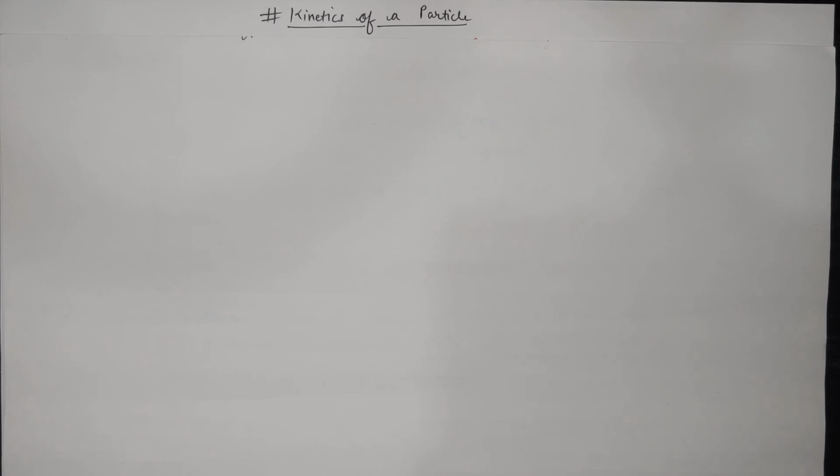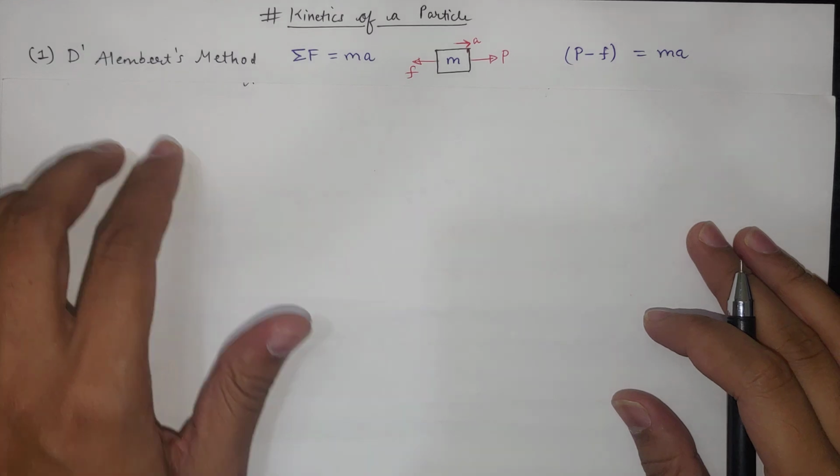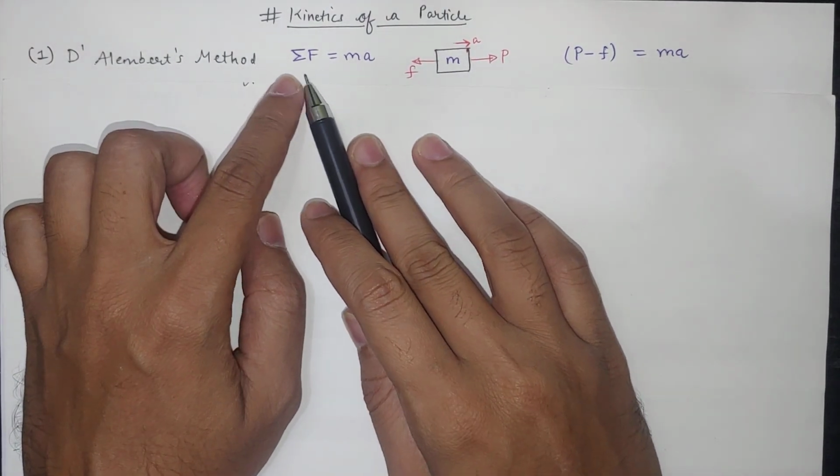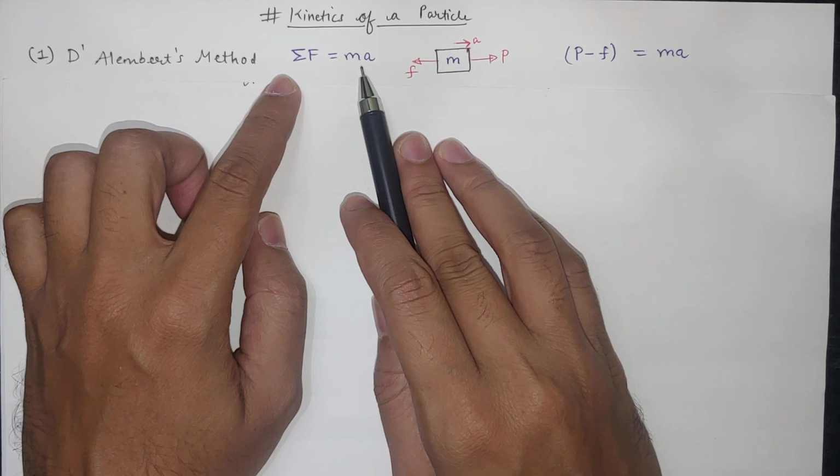In this video we will discuss the kinetics of a particle. The first method is the D'Alembert method, where simple Newton's law is used: summation of F is equal to m into a.